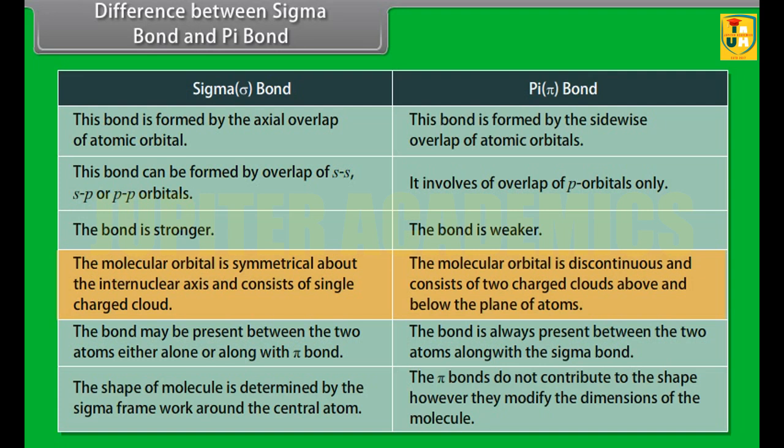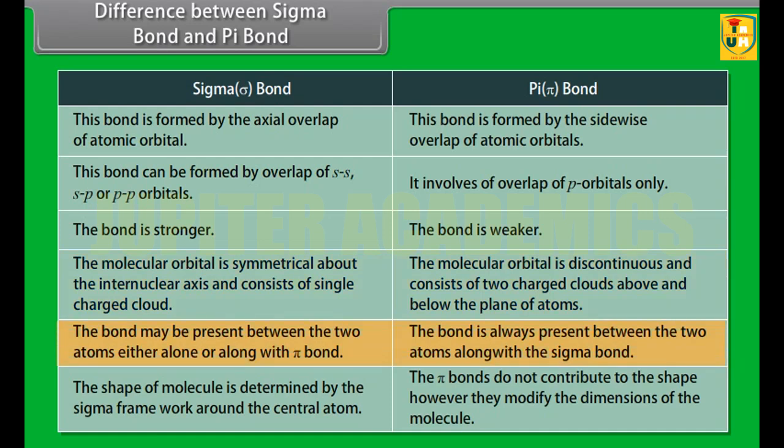In sigma bond, the molecular orbital is symmetrical about the internuclear axis and consists of a single charged cloud, whereas in pi bond, the molecular orbital is discontinuous and consists of two charged clouds above and below the plane of atoms.